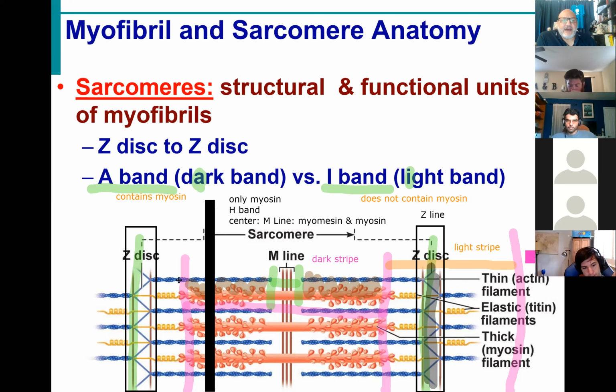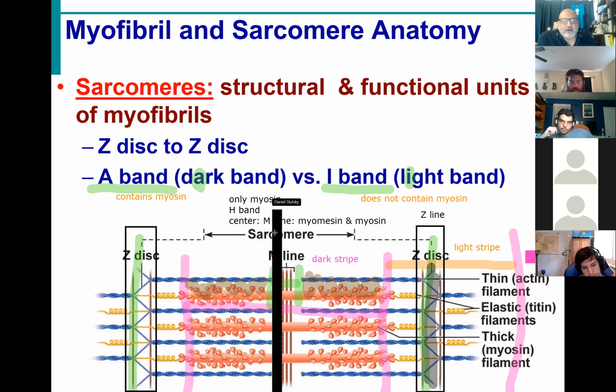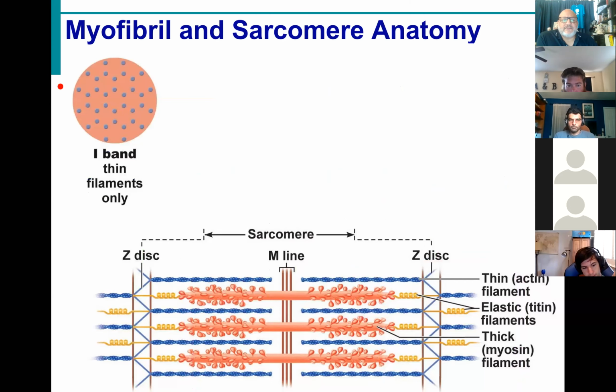If instead I made my cut right here, I would just see actin, and I would know that I was in my I band. If I did my cut here, I would just see myosin, and I would know I was in the H band. And if I took my cut right here, smack dab in the center, I would see my myosin and my myomesin interlocking, and I would know that I was on my M line. And that is exactly what our book has done for us.